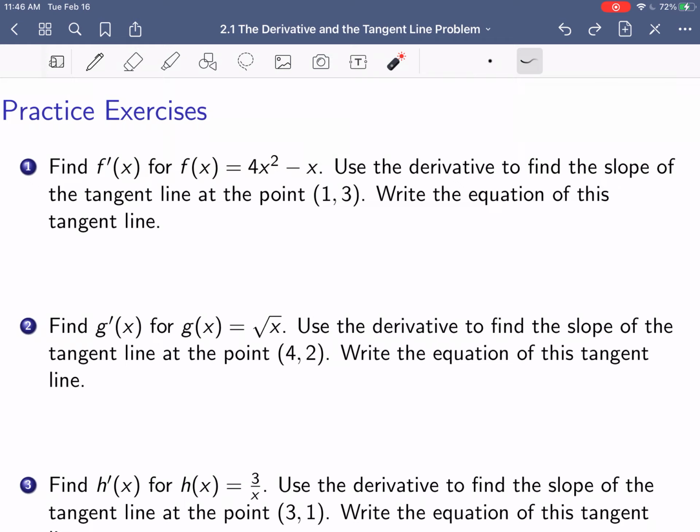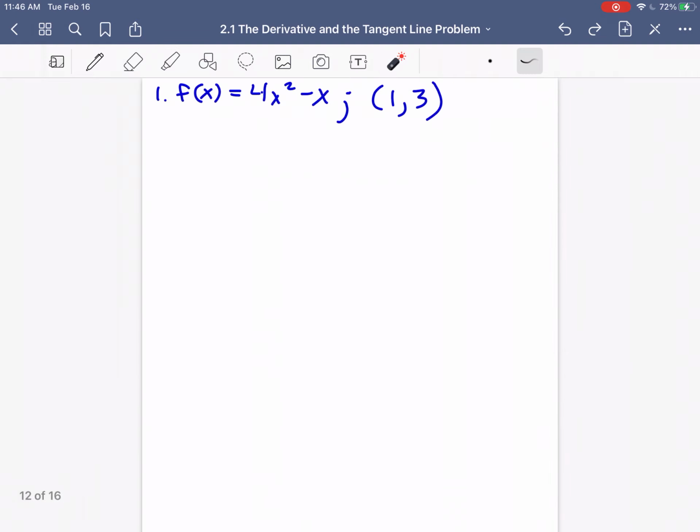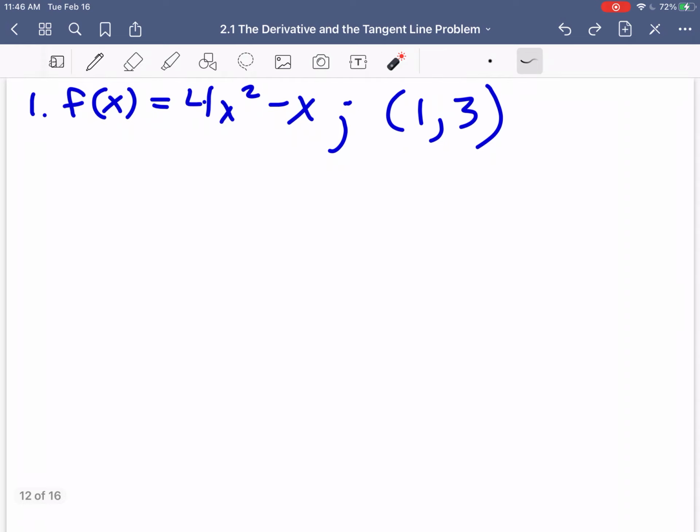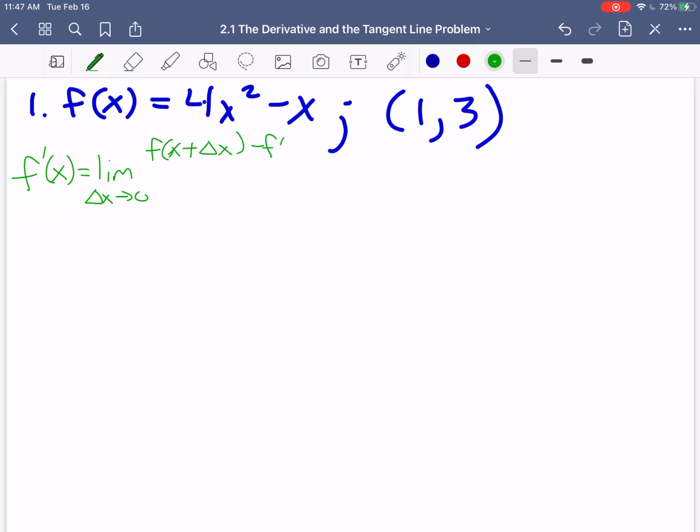We'll use that derivative to find the slope of the tangent line at (1, 3), and then write the equation of this tangent line. And so, our function is 4x squared minus x. We are going to find the derivative using the definition. So f prime of x is equal to the limit as delta x approaches 0 of f of x plus delta x minus f of x all over delta x.